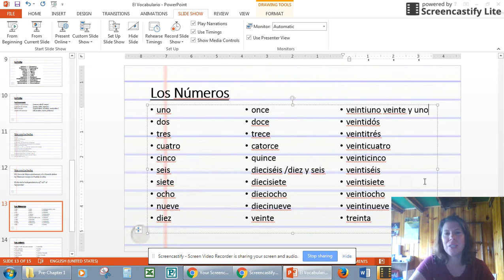And so as we continue to count higher in Spanish, it's very easy to have the numbers memorized because you just keep adding on. So here, note that once we hit 30, we're going to be writing it out y uno, y dos.